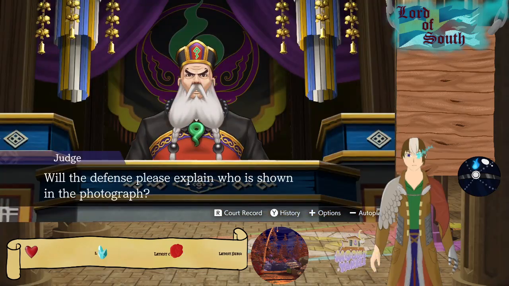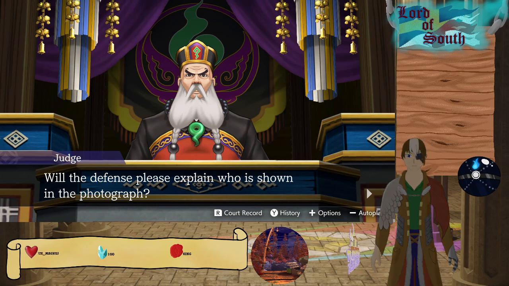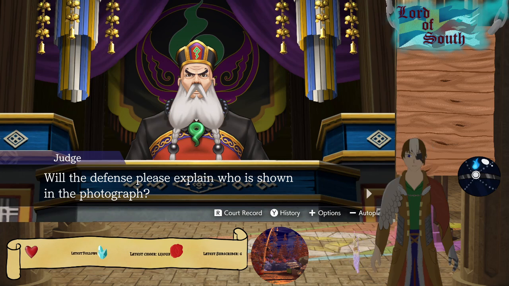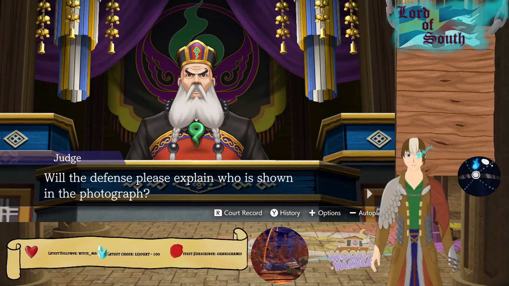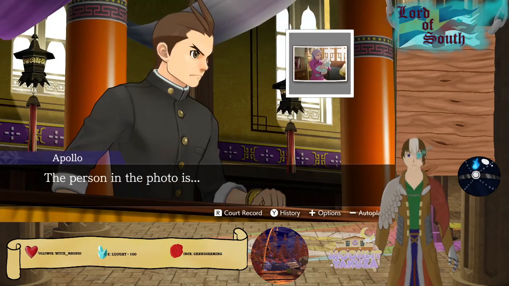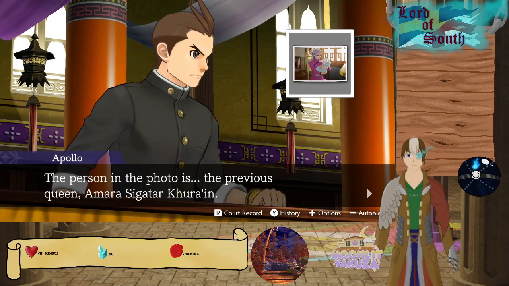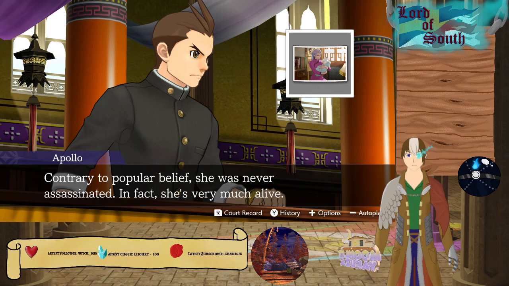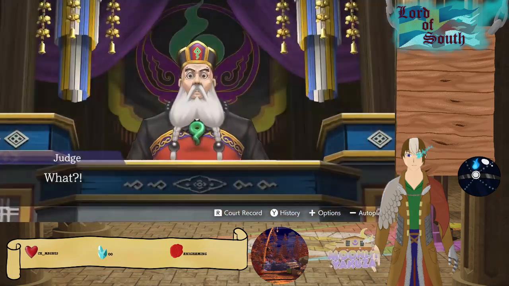Will the defense please explain who is shown in the photograph? You must know, right? I'm pretty certain you were still alive at that point. You were how old? 20? You were at least alive when Amara was alive. The person in this photo, the previous Queen Amara Sigatar Kurain, contrary to popular belief, was never assassinated. In fact, she's very much alive.